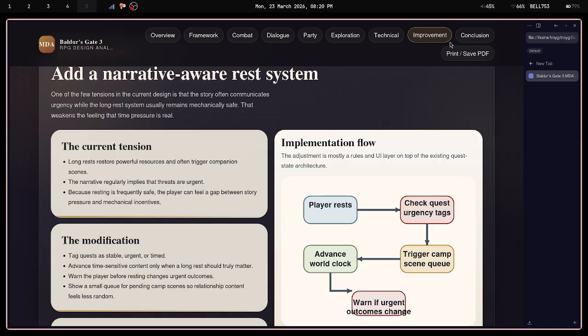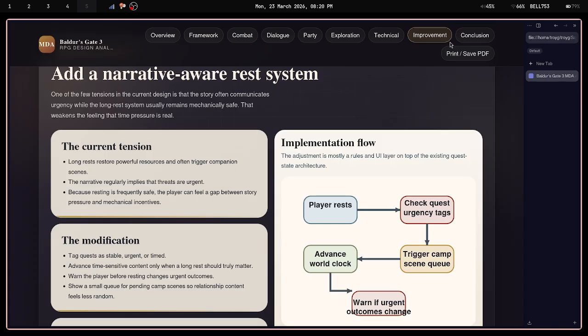My design improvement would be a narrative-aware rest system. The idea is to tag quests as stable, urgent, or timed. Only quests that are meant to be sensitive to time would advance when the player takes a long rest.